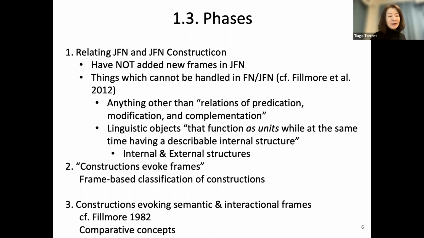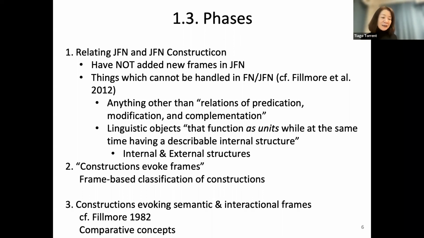But anyway, there are things that cannot be handled in the framework of Japanese FrameNet, things like anything other than relations of predication, modification, or complementation, and linguistic expressions, objects that have both internal and external structures. So that's how we started working on building the Japanese FrameNet Constructicon. Then we moved on to study based on the assumption that constructions evoke frames, and we came up with a frame-based classification of constructions.